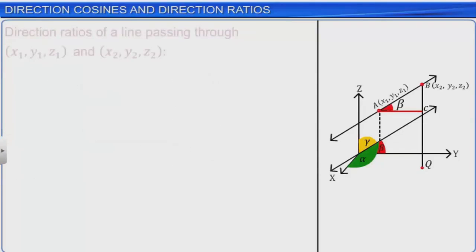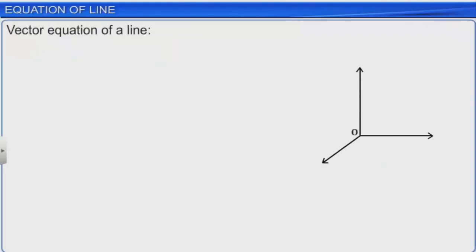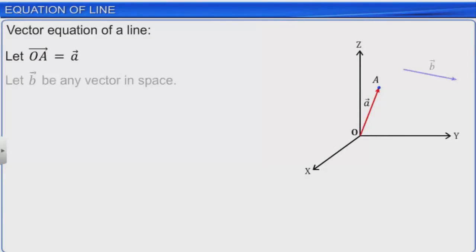We can also find the direction ratios of a line passing through two given points as shown here. Consider a point A with position vector A with respect to the origin. Let vector B be any vector in space. Consider a line passing through point A and parallel to vector B. Let us derive the equation for line L in vector form.